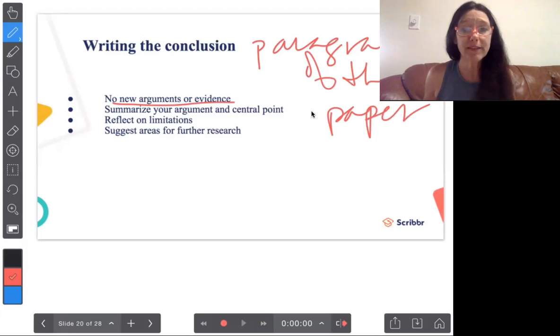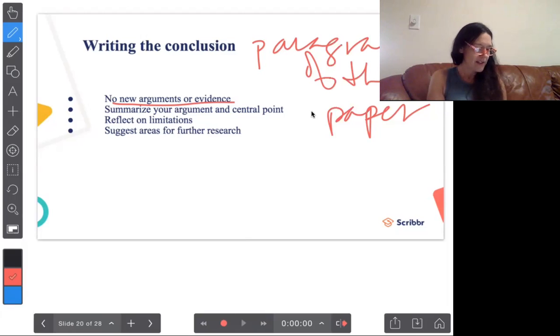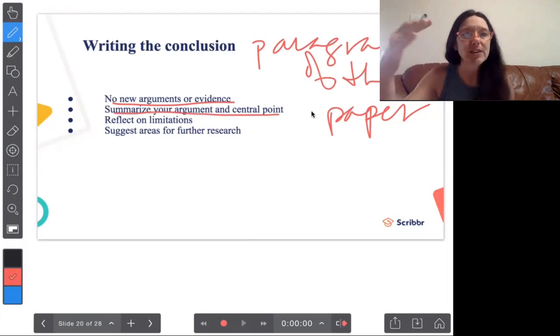Which paragraph would that fit? I don't have a paragraph that fits. You can write another paragraph. Or don't say it. You don't want to write another paragraph? Doesn't matter. Don't say it. Leave it out. Summarize argument and central point. So you're kind of walking them through, what did I just tell you?